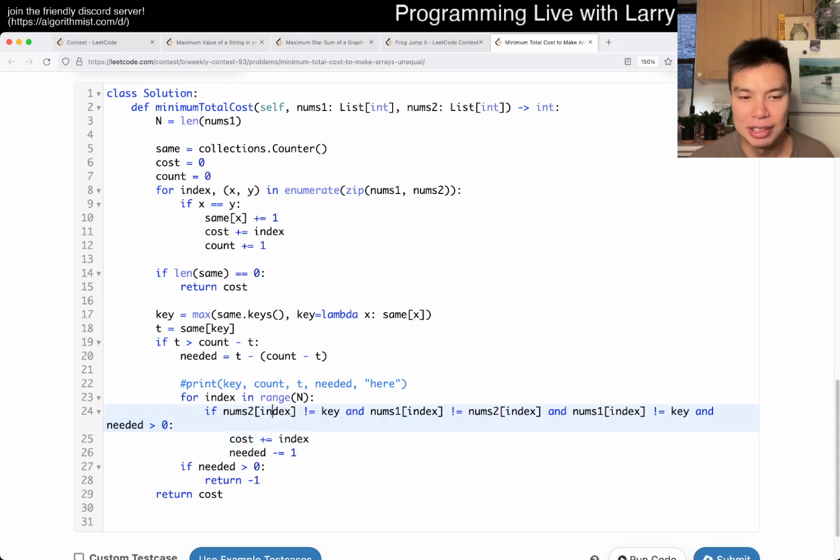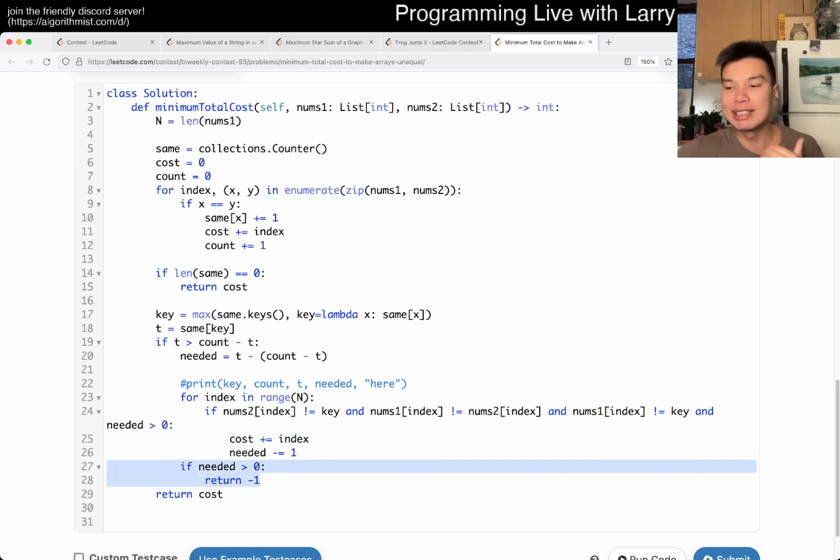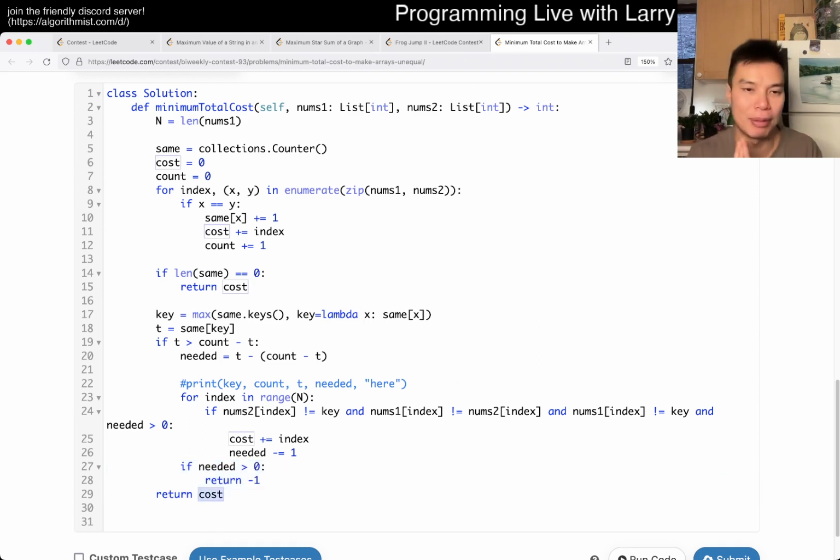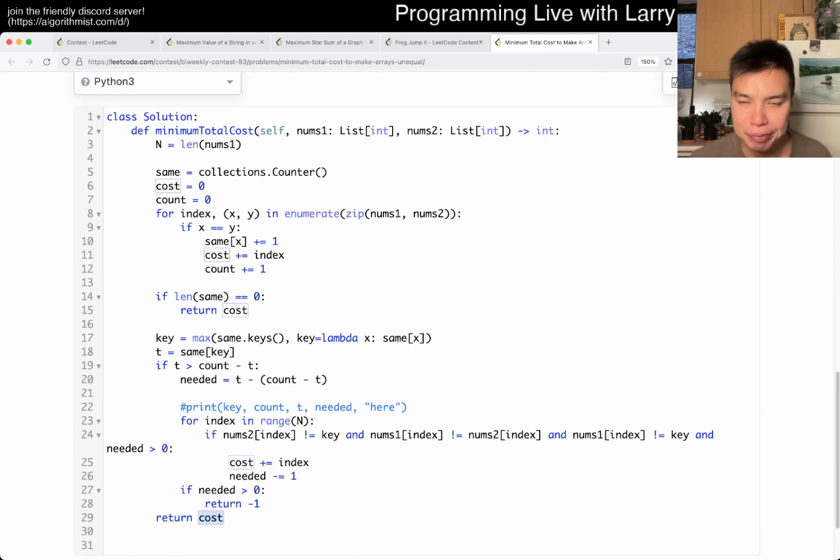So then subtract by 1, we add the cost, and then that's pretty much it. If we still have numbers left over, then we return -1. Otherwise, we just return the cost, and that's pretty much it. A very greedy solution. And this is actually all in linear time, as you can see, and linear space for the counter. Yeah, linear time, linear space, and that's pretty much all I have for this problem.